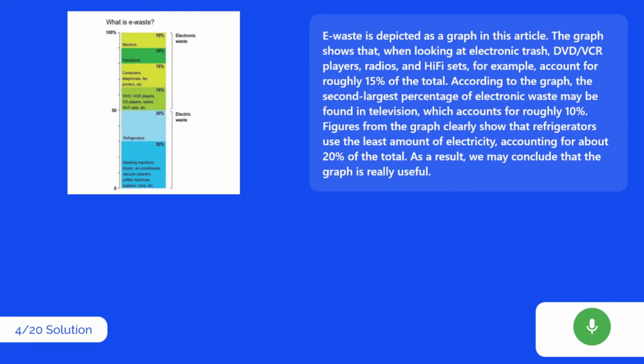E-waste is depicted as a graph in this article. The graph shows that, when looking at electronic trash, DVD/VCR players, radios, and hi-fi sets, for example, account for roughly 15% of the total. According to the graph, the second largest percentage of electronic waste may be found in television, which accounts for roughly 10%. Figures from the graph clearly show that refrigerators use the least amount of electricity, accounting for about 20% of the total. As a result, we may conclude that the graph is really useful.